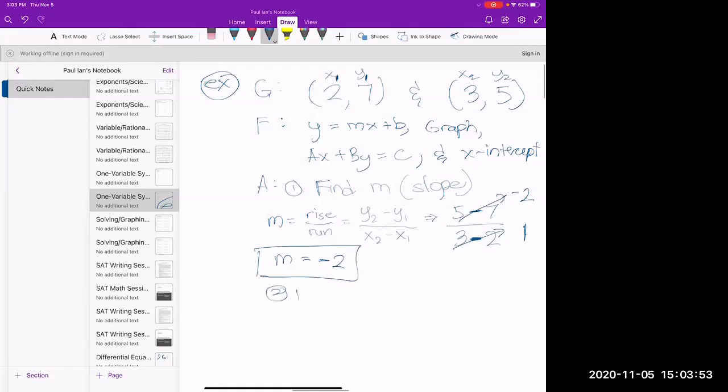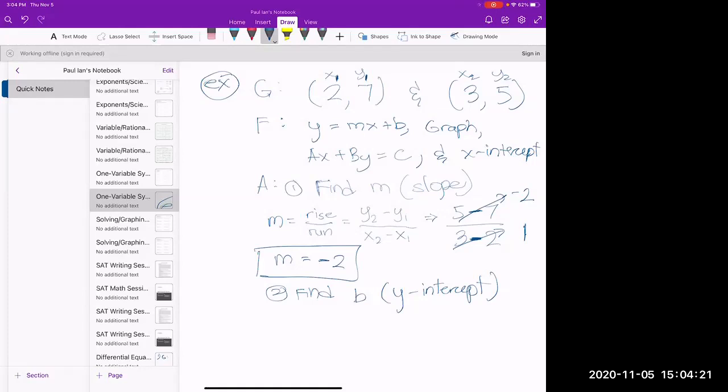Good. Now tell me, what's the next step after the slope? Find what? The b? Find b, right? Oh, yeah. And what is b? Y-intercept. Okay, y-intercept. M is slope, b is y-intercept. These are very important, because this is pretty much the essence of the line.